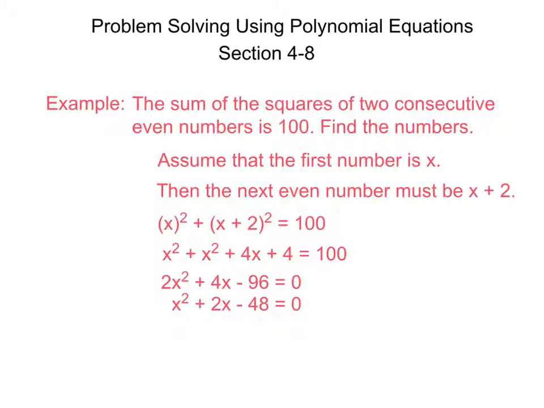Now we can factor this and hopefully get our solution. So now we have (x plus 8) times (x minus 6) is equal to 0. And we can solve this and get our final result. So the numbers that the problem is looking for are either 6 and 8 or minus 6 and minus 8.